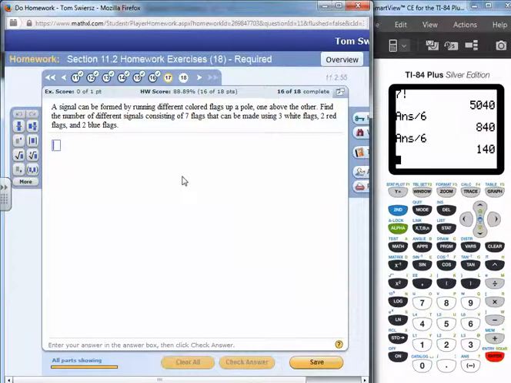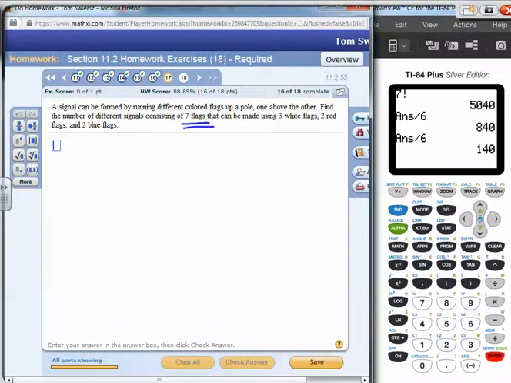All right, a signal can be formed by running different colored flags up a pole, one above the other. Find the number of different signals consisting of 7 flags, 3 white, 2 red, and 2 blue. Again, some of them are duplicates, right? So, I keep on forgetting to write the C, duplicate, right? So what's the formula?